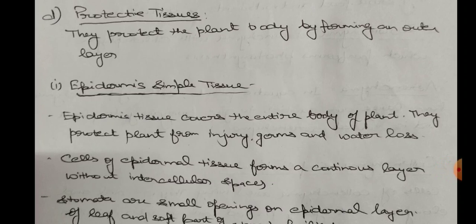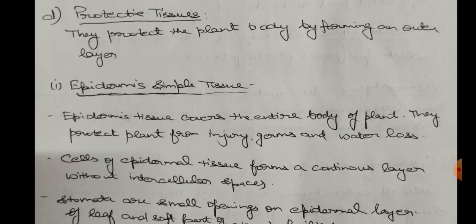Then the second one that we discussed was permanent tissue. I told you that by the process of differentiation, the cells of meristematic tissue convert to permanent tissue because they are specialized to perform a specific function. Further, the permanent tissue were of two types, simple and complex. In the last video we discussed only simple tissues, that were parenchyma, collenchyma and sclerenchyma. I told you one more was there, that was protective, that we didn't discuss.